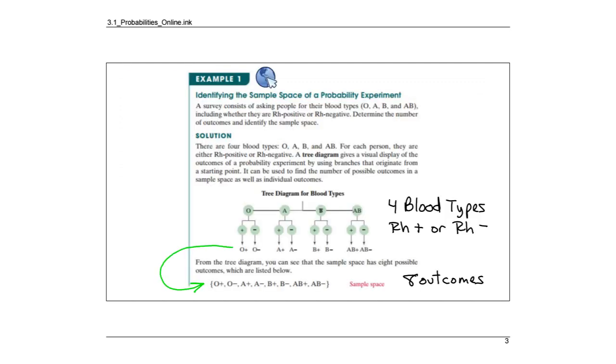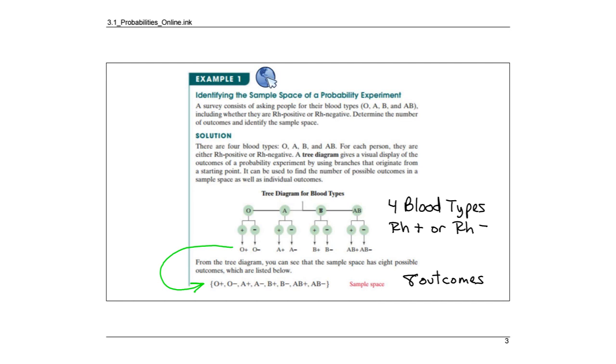So let's take a look here. We're going to look at a survey where we ask people for their blood type. So that would be O, A, B, or AB. And then we're going to ask them to let us know if they're Rh positive or Rh negative. And we want to determine the number of outcomes and identify the sample space.